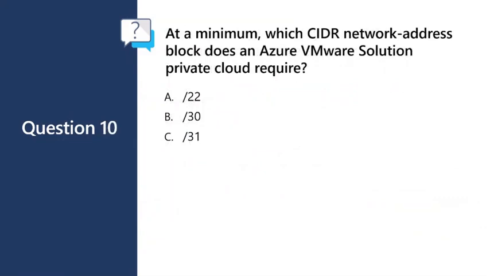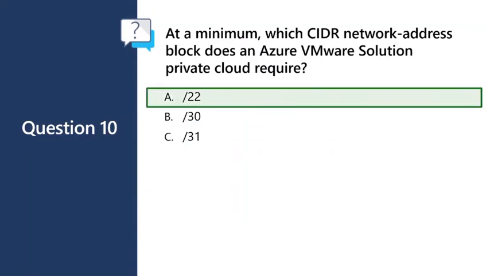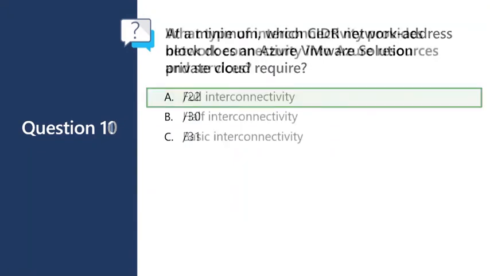At a minimum, which CIDR network address block does an Azure VMware Solution private cloud require? Not has, but require. So it's a requirement. It's a hard requirement. I mean, we've only said the CIDR should be /22, so you can carve it up into all those little management networks and have enough to play with for your VM environment. But the top level block has to be a /22, and you are correct again.